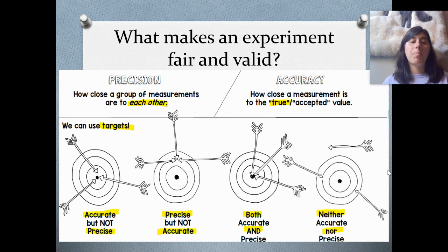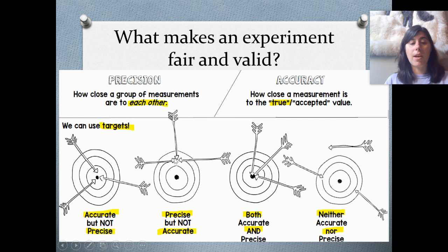To really understand precision and accuracy, we use targets. And this would be darts, bow and arrows, anything that uses the bullseye. In this first diagram, we have three arrows that are hitting around the middle, but they're not in the same spot. But we're in the bullseye. So we say we're accurate, but we're not precise. They're not exactly the same.